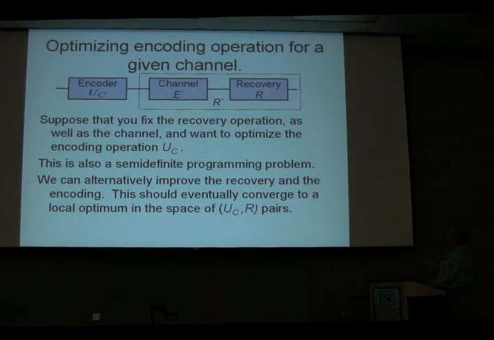Now, there's another thing you could do, which we haven't concentrated on very much, but I guess Reimpell and Werner, and I think Kosut might also have done it: optimize the encoder. You fix the channel and fix the recovery operator, and you can optimize the encoder. So that's also a semi-definite program. Now there's a good idea. You can first fix the encoder and optimize the recovery, then fix the recovery operator and optimize the encoder. And you keep on doing these things, and your fidelity is going to keep on going up. So eventually, this should converge to some local optimum in the space of encoder-recovery pairs.